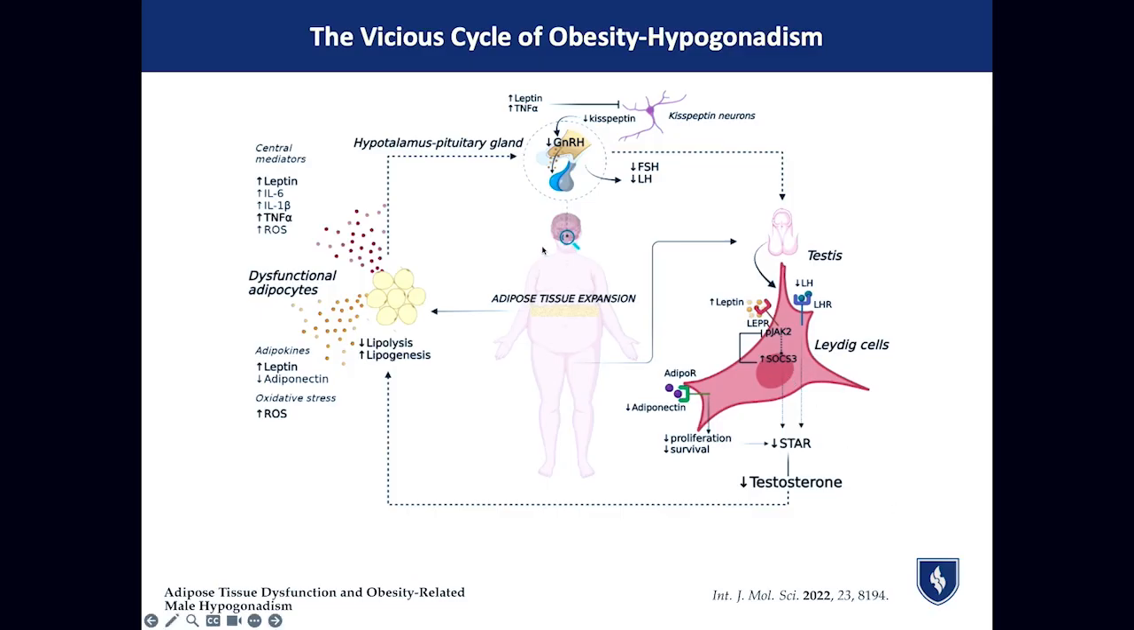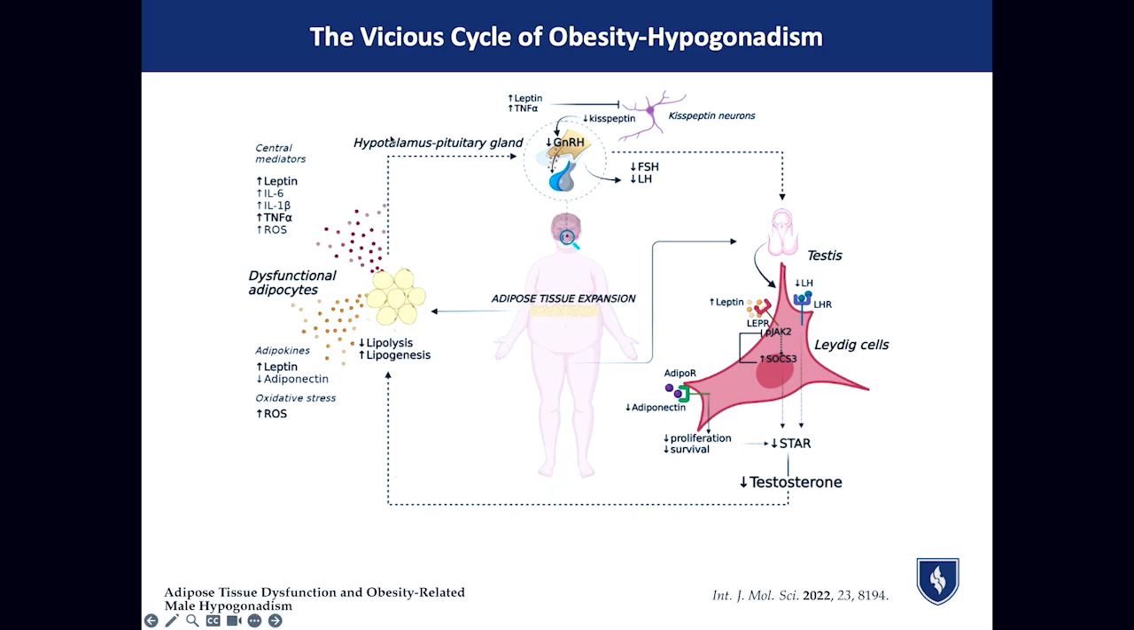You see tissue expansion, body fat, decreased fat burning, increased fat storage. Dysfunctional adipocytes, inflammatory mediators, turning these inflammatory sites on. Adiponectin goes down, leptin goes up, free radicals go up. These free radicals directly come in, attack the testes, Leydig cells get destroyed, testosterone levels go down. Testosterone levels go down, you get more insulin resistance, you gain more body fat.